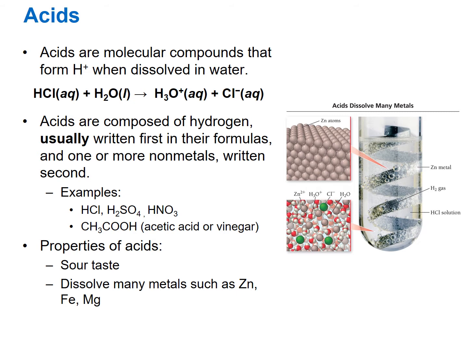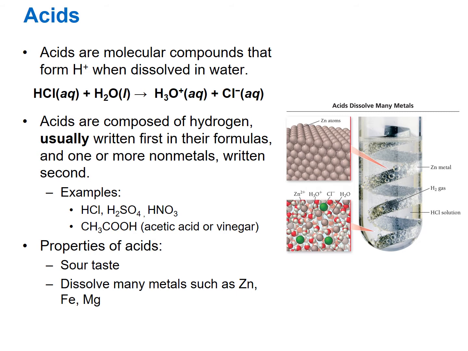Now acids are going to be composed of hydrogen, and when we write them, we're going to write the hydrogen in the first position of the formula. The next thing that we write is going to be the non-metal, written in the second position. And anything else that we would have, like an oxygen, would be written in the third position. So typically you would have a hydrogen, then a non-metal, and then if you had something else, probably an oxygen, in the third position.